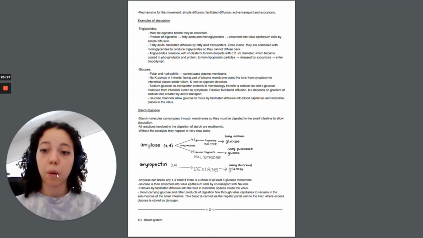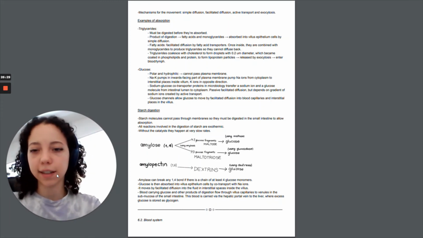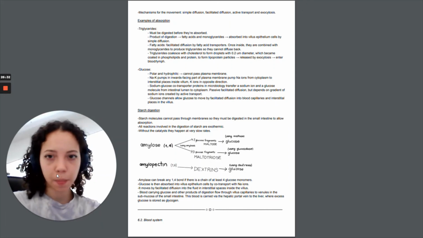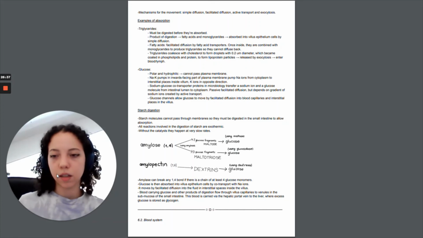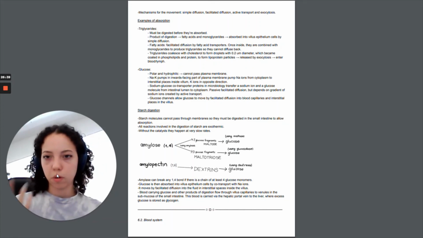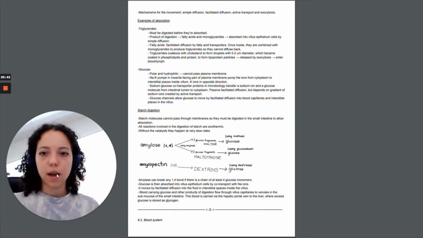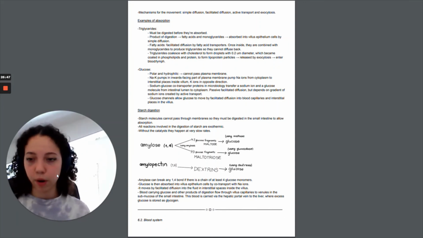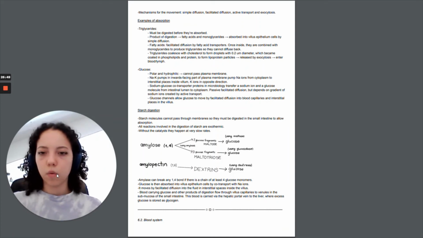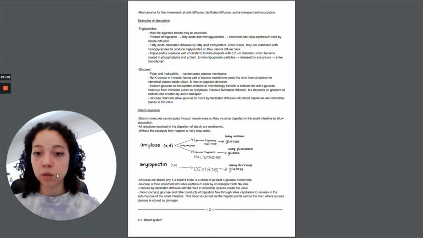And lastly, we will talk about starch digestion, which without the catalysts happens at very slow rates. And starch molecules are too big, so they have to be digested in the small intestine for them to be able to be absorbed. It's important to know that all these reactions are exothermic because they involve a breakdown of the particles. We have two different molecules of starch, the amylose and the amylopectin. Starch is the union of many glucose molecules, so that is the main difference between amylose and amylopectin.